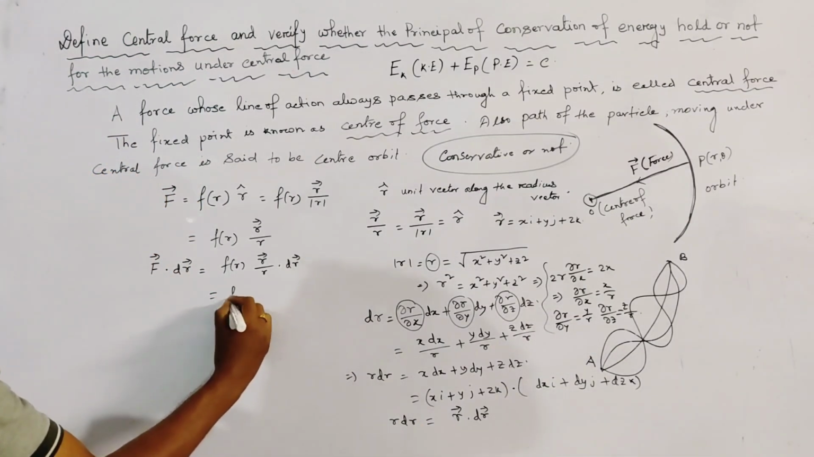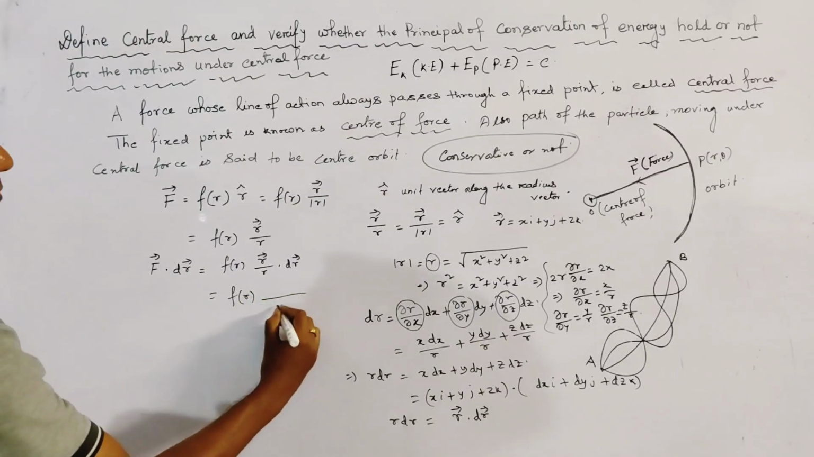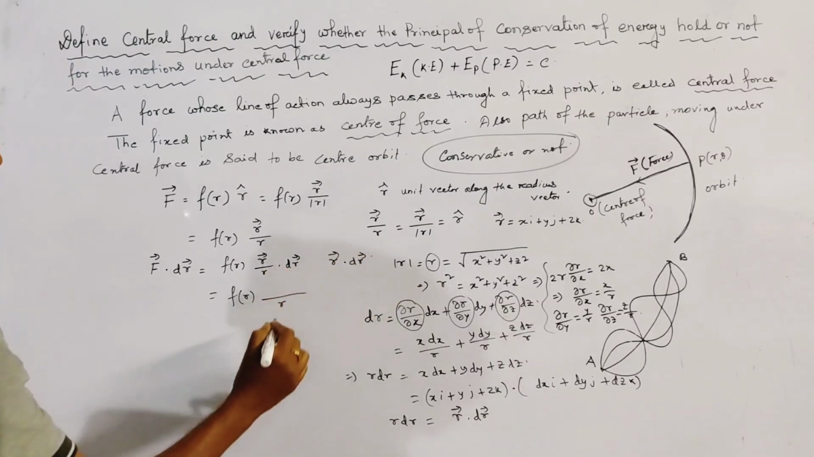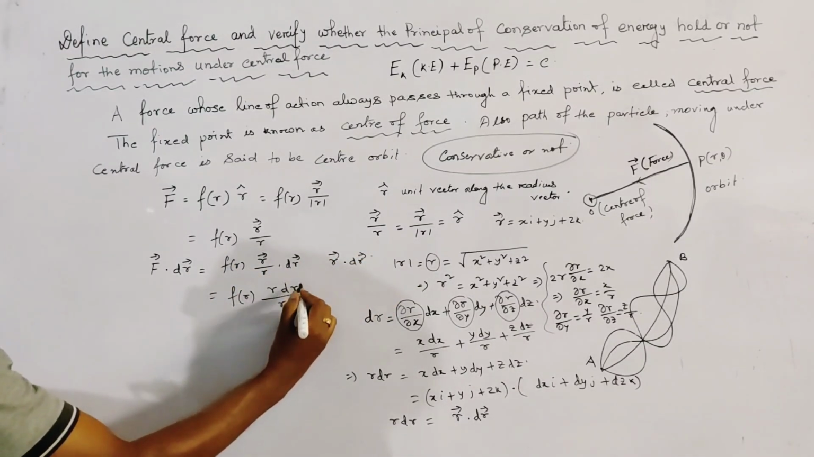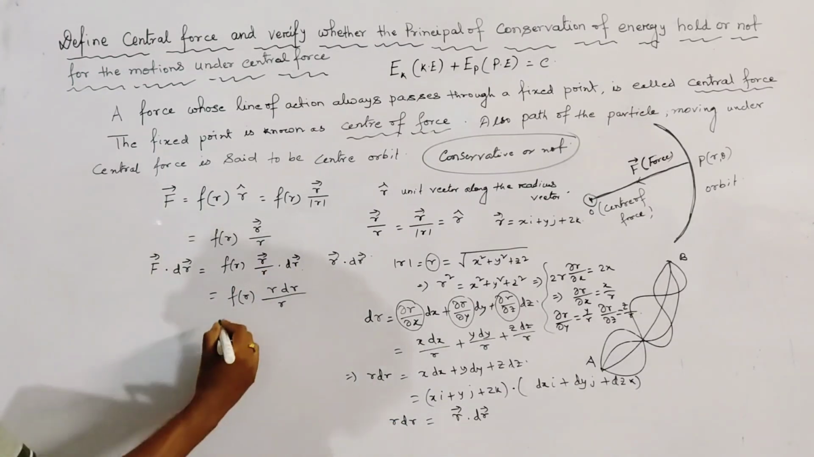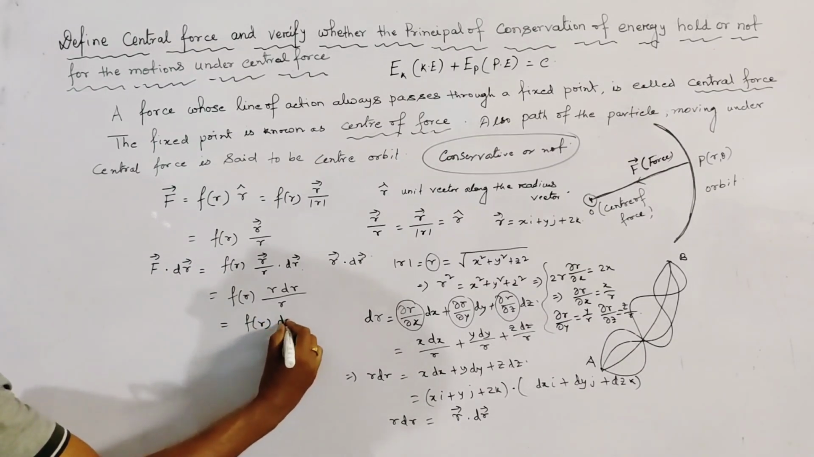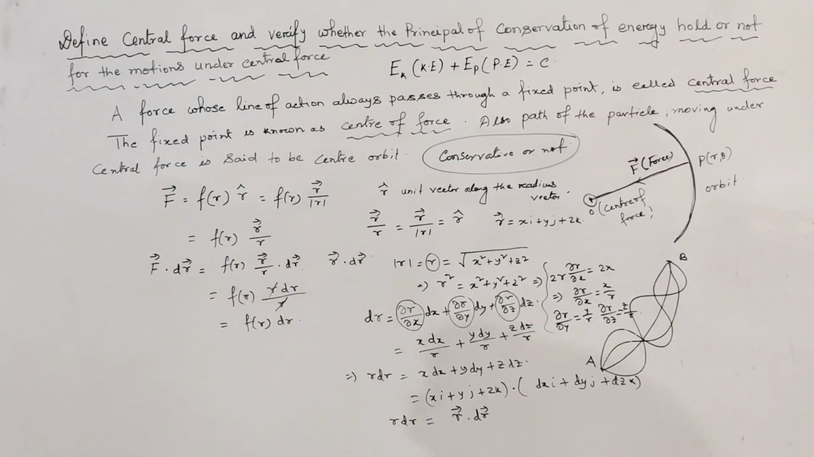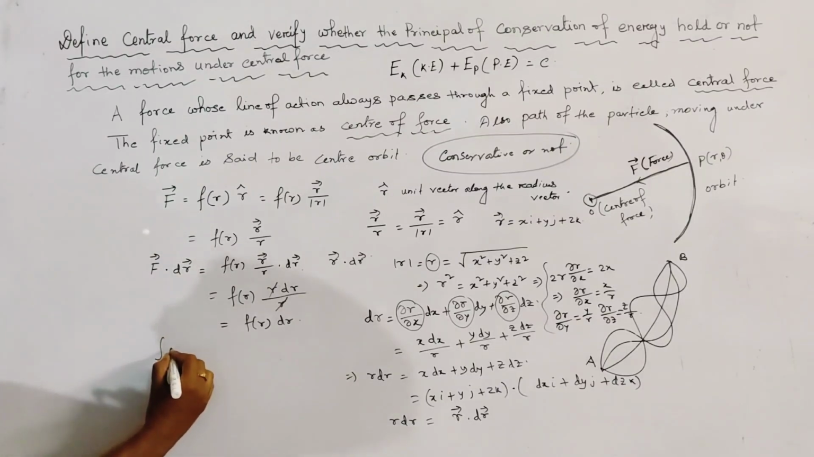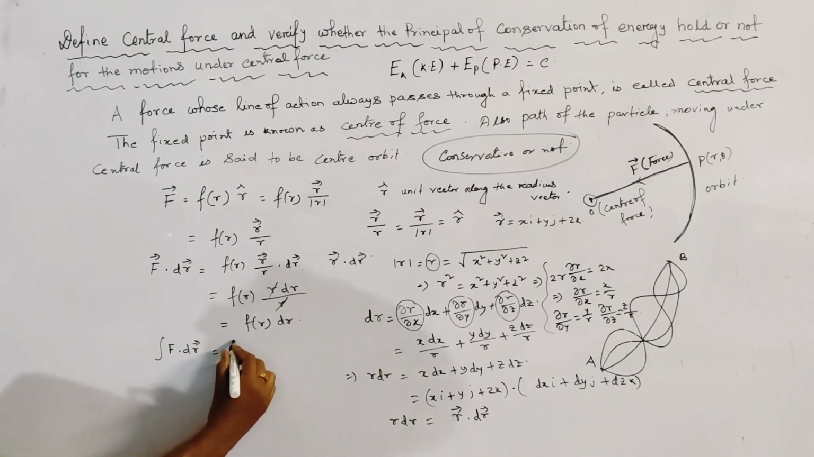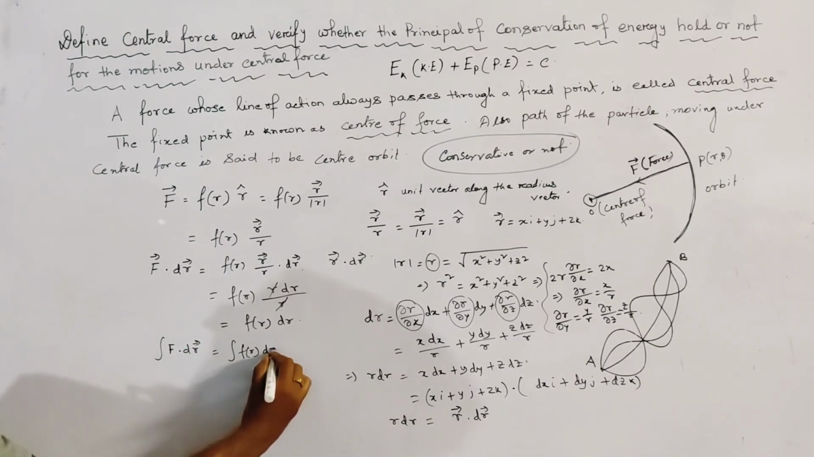Now we put the value here, f of r by r, and the upper term is r vector dot dr vector. So we put here r dr, because r vector dot dr vector is r dr, we already proved, and this is f of r into dr, because we cancel out both r, these two are scalar quantities. Now we integrate on both sides easily and get integration F dot dr equals integration f of r dr.